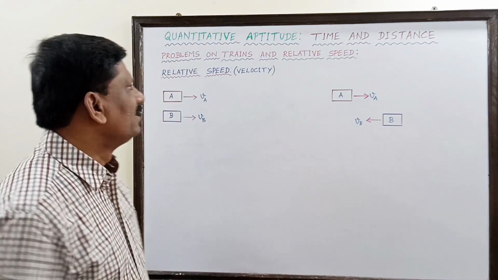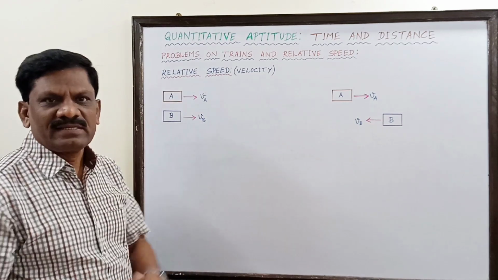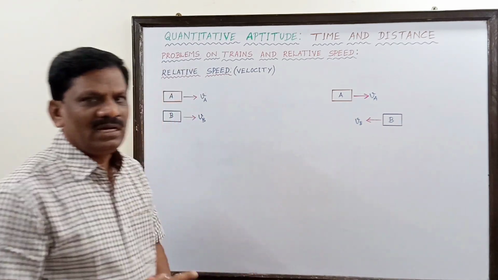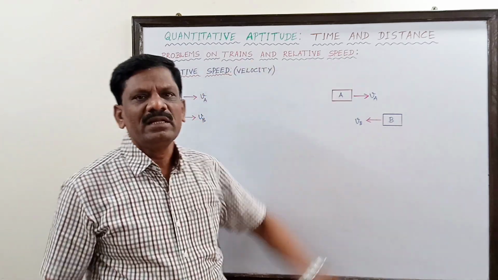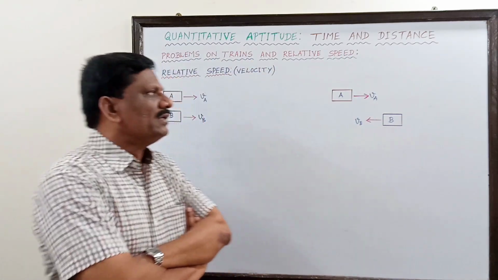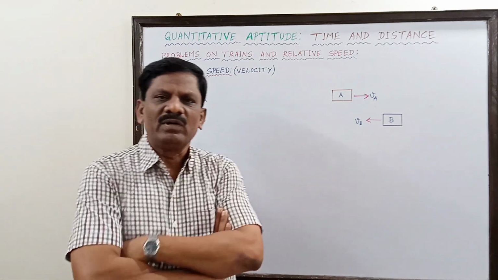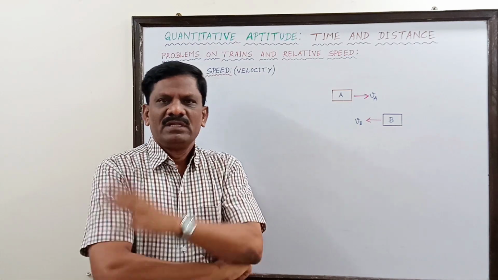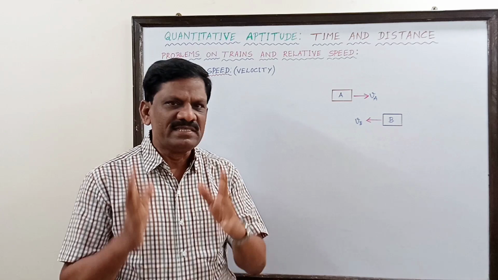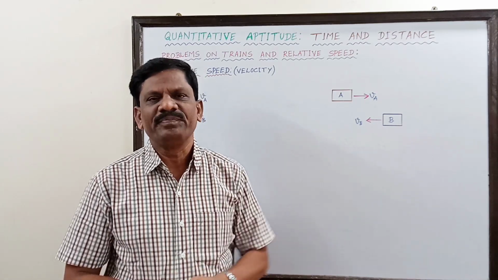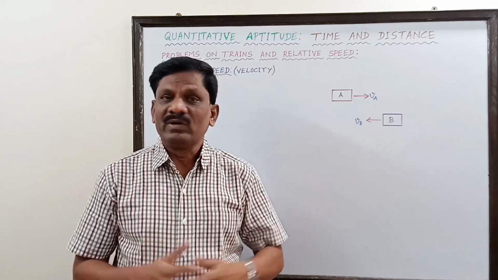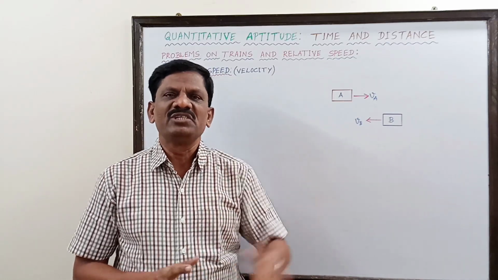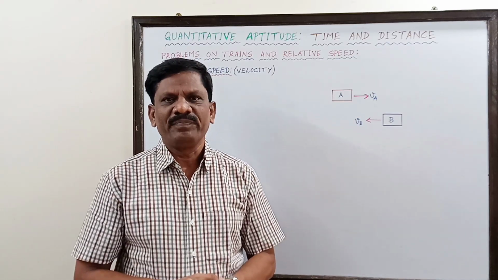Hi students, today we are going to discuss a new concept and solve problems based on trains and relative speed. Now we have already learned what is meant by speed. Speed is a physical quantity which is equal to distance travelled by time. And velocity is a vector quantity, is it not? So it is a ratio of displacement with time.